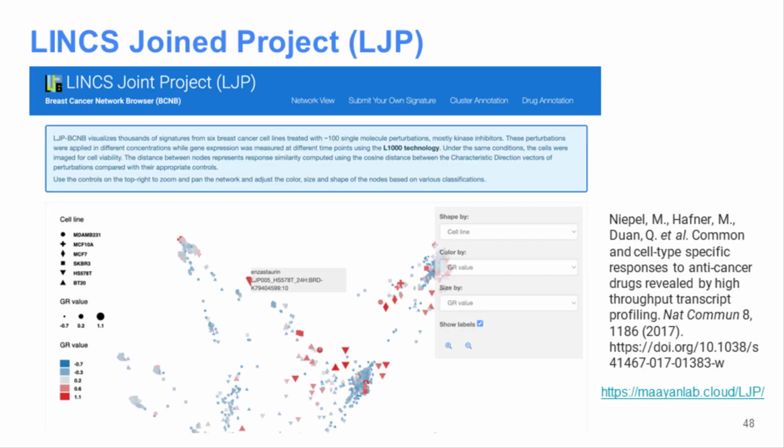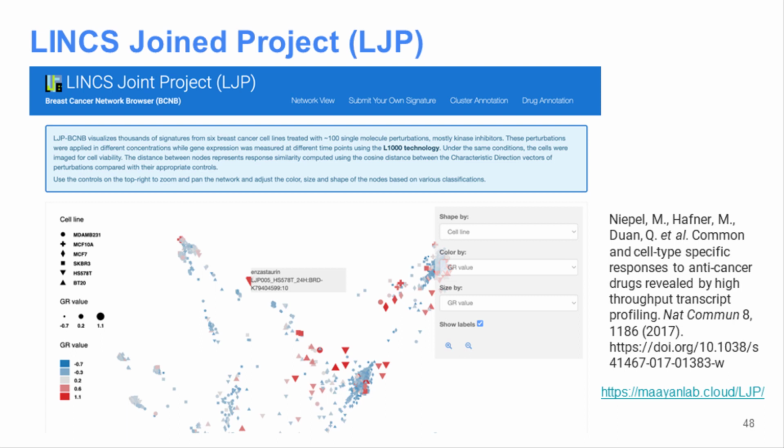Our lab also worked with the Sorger lab during the LINCS time to develop this website that visualizes cell viability of 6 breast cancer cell lines, where those 6 breast cancer cell lines were treated with about 200 drugs, mostly kinase inhibitors. And then there is also gene expression data. So the points on this plot, and you can check it in this URL, are specific gene expression signatures for a drug that is treated at a specific concentration. Then gene expression was measured at a specific time point, here, for example, 24 hours.